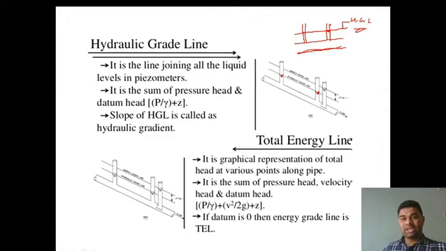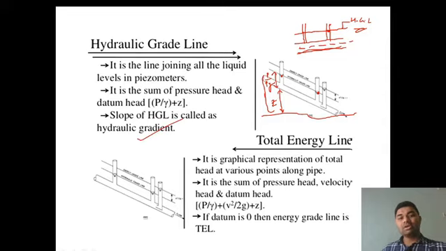For a horizontal pipe, the datum is generally the central axis of the pipe. Suppose this is our datum; this is the value of z, and this is the value of the piezometer reading, P by rho g. The combination of these two, P by rho g plus z, gives our hydraulic grade line. The slope of the hydraulic grade line is known as the hydraulic gradient.